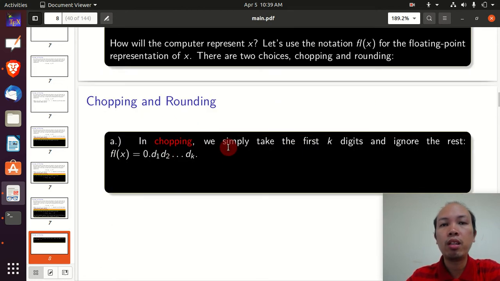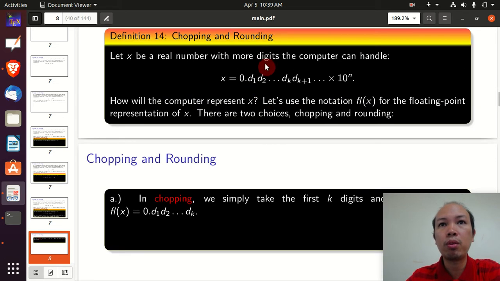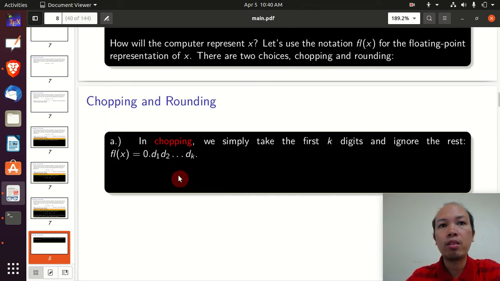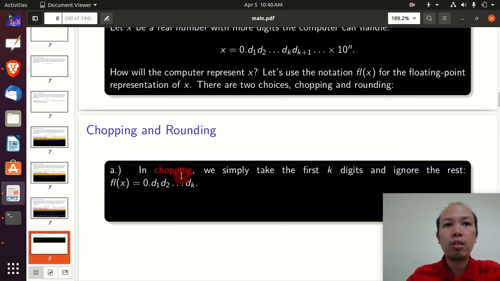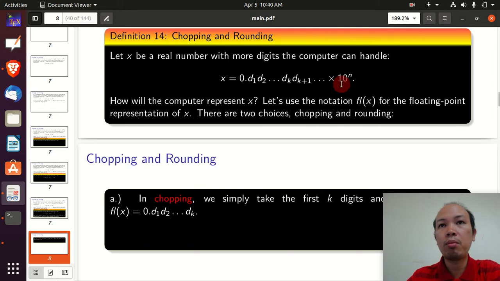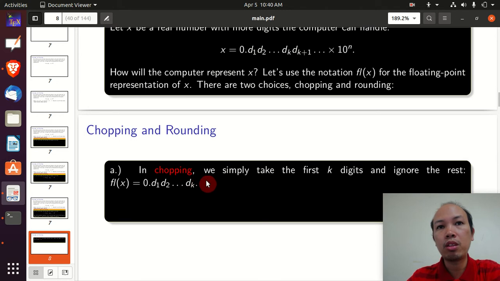In chopping, we simply take the first k digits and ignore the rest. So meaning to say, if you look at the floating point representation of x, it will chop. The word chop means you cut. So from d1, d2 up to d sub k only. So this is what we mean by chopping. Of course, you should not forget the expression times 10 to the n; you must also include it here. We will see that in the example later.